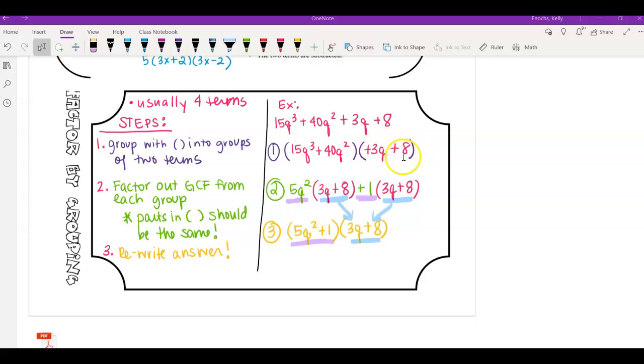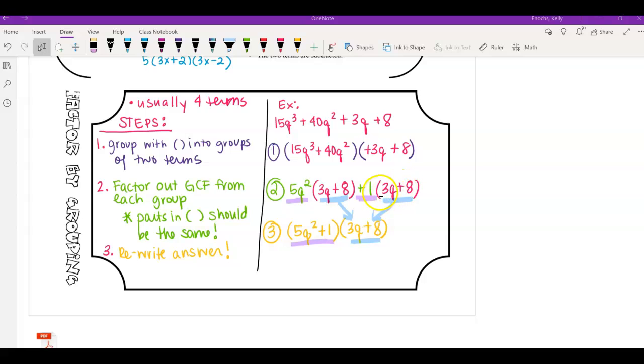In this second group, they really have nothing in common. So I'm going to write a plus 1 and then leave my 3q plus 8. And notice that when I did my greatest common factors, the greatest common factors are out here on the outside, and what was left over is the exact same in both groups of parentheses. So 3q plus 8 was left from the first group, 3q plus 8 was left from the second group. That means I did my problem right.